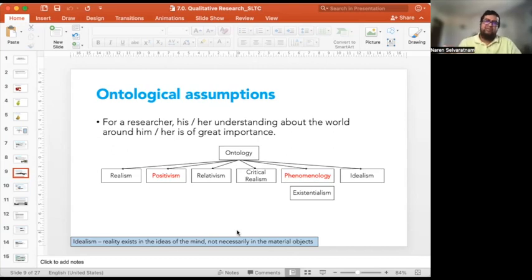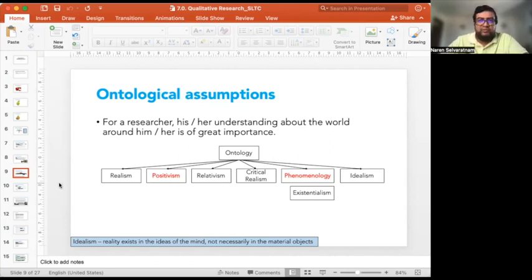So phenomenology believes in experiences of people. We have to understand the experiences of people, and through that, we can understand more about how people make sense of things to discover true information. And existentialism is an extension of phenomenology. So we'll discuss that as well.